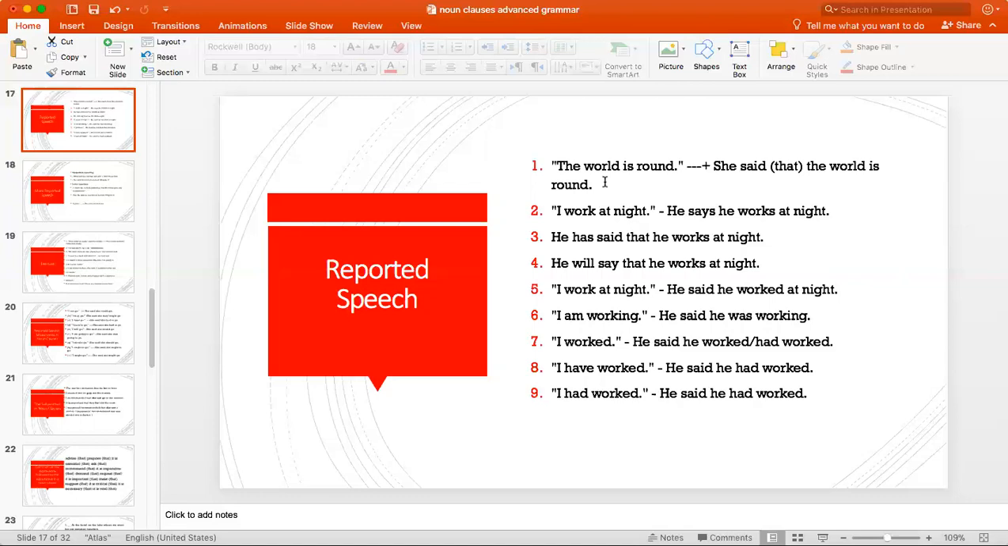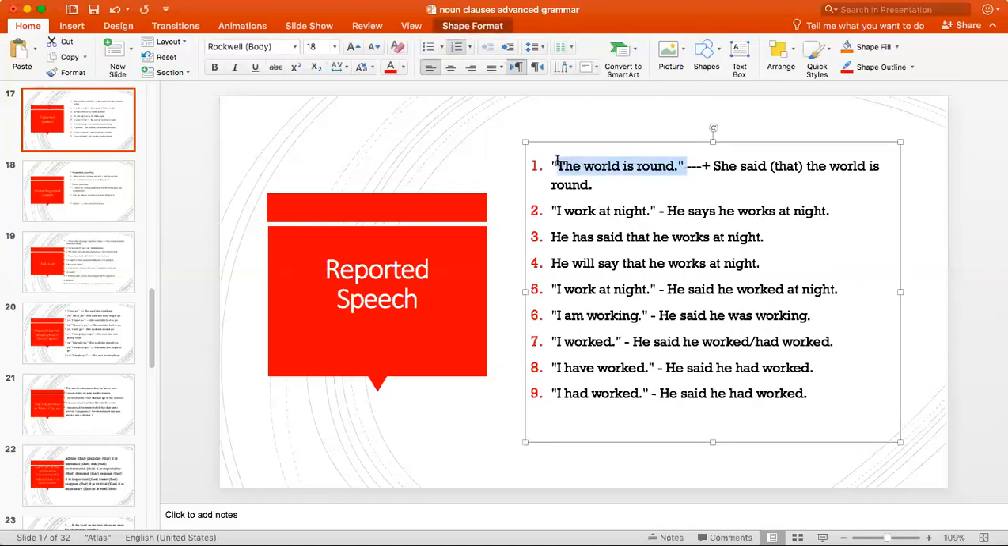Okay. So number one, "The world is round." If you want to report this, because this is a fact, it doesn't change. The world is round. The globe, the earth is round. Whatever subject you use, verb you use here, past or present, it's going to remain the same. "She said" can be deleted. The world is round. You don't say she said the world was round, because the world doesn't change being round.